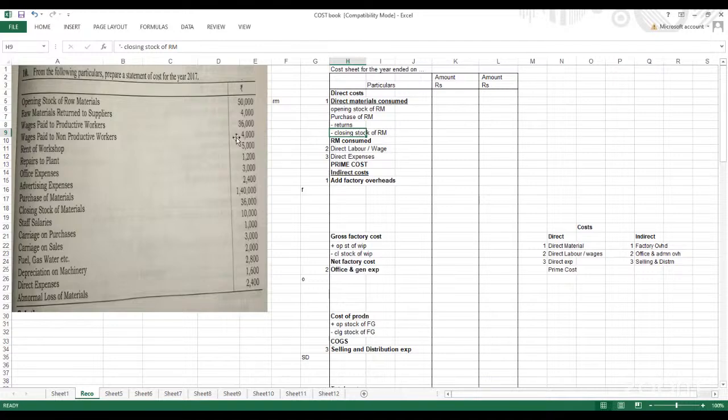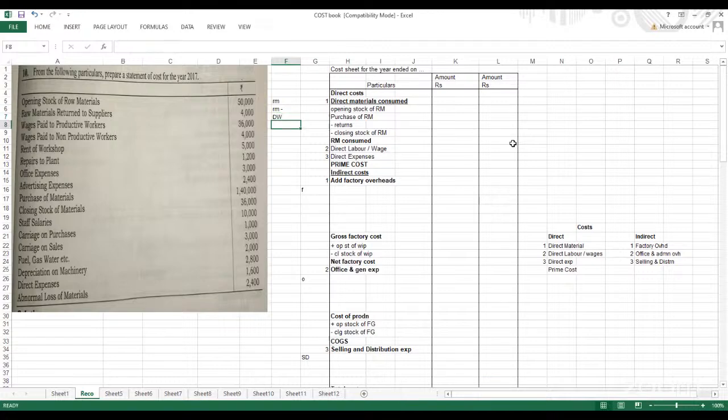So let us start with the marking again. Opening stock of raw material, your marking will be RM. Raw material return will be less from purchase, but still the marking will be RM. You can put a minus sign after that. Wages paid to productive workers means direct labor or direct wages, so DW or DL will do.